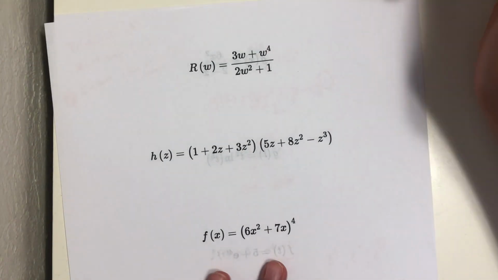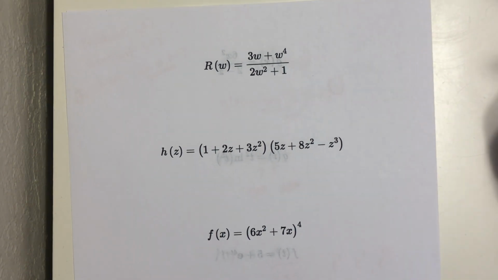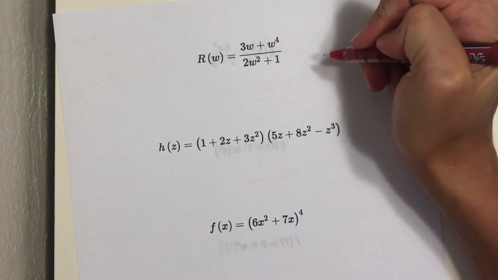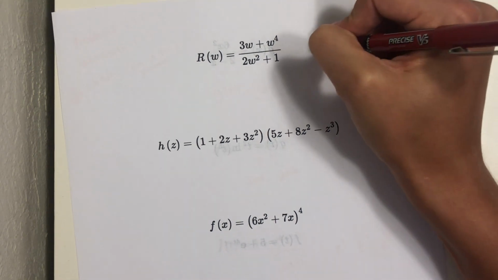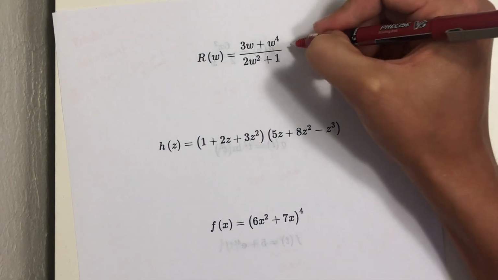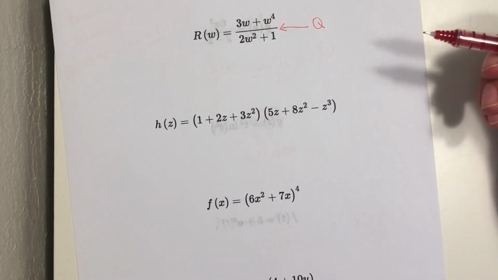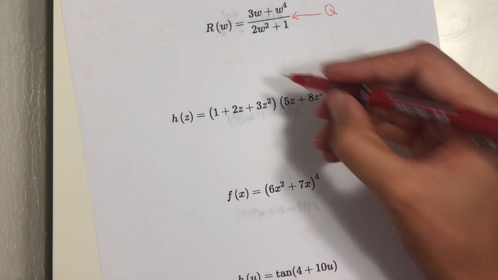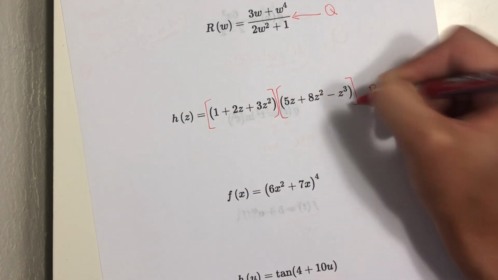Going on to the next couple problems, pause this and do these problems on your own really quick. I'm going to give like 2 or 3 seconds between each explanation, so pause it and see if you got it right. For this one, what do you think it is? This one is quotient rule because of that division. How about this one? This one is product rule because of this function right here being multiplied by this function right here.